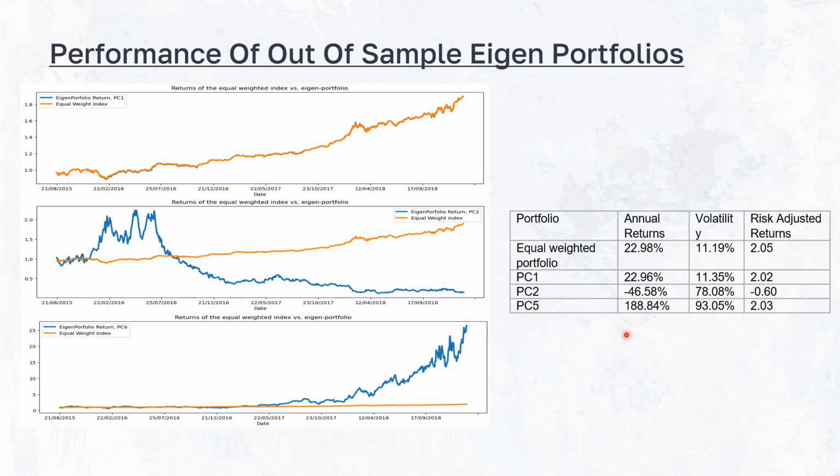PC5 gives us some interesting results since it has a very high annual return of 188 and a very high volatility as well of 93, effectively giving us the risk adjusted return of 2.03. A risk averse investor wouldn't want to invest in such a portfolio since it brings lots of volatility with it, while an aggressive investor would love investing in such a portfolio since the annual return is far superior as compared to any other portfolios.